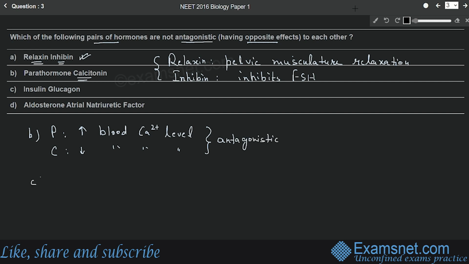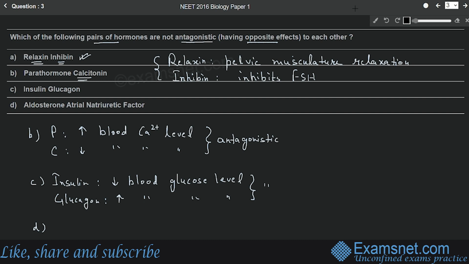In the third option we have insulin and glucagon. Now insulin, we know that insulin is responsible for decreasing the blood glucose level, right? So it decreases the blood glucose level, whereas glucagon has just the opposite effect. That means it increases the blood glucose level. So again these two are antagonistic to each other, right?